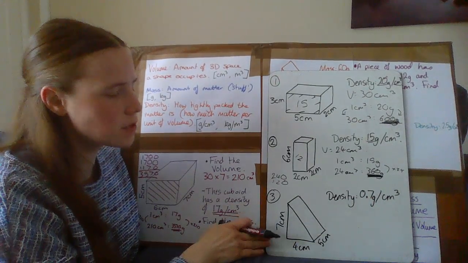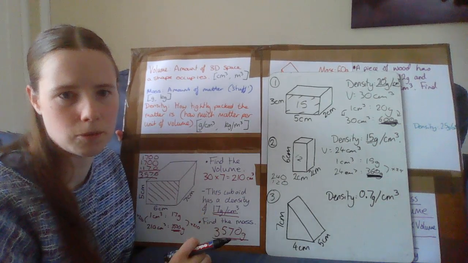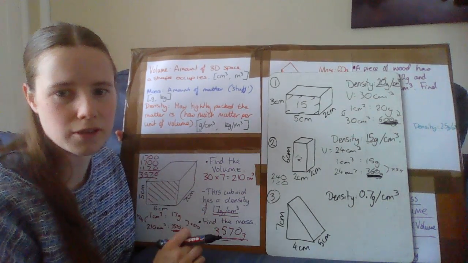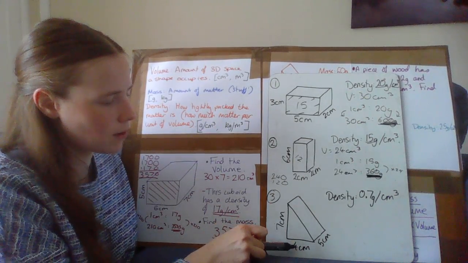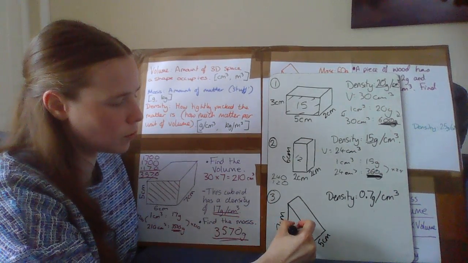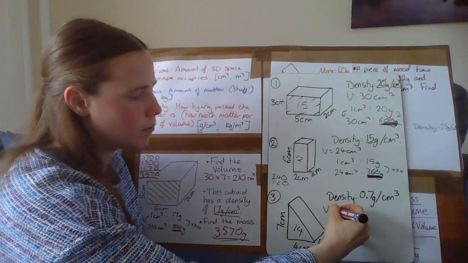for the second one. This one is a little bit more complicated only at the beginning because the shape isn't a cuboid anymore. But it's a prism, so we follow the same process. We need to find the area of this cross section, which is going to be 7 times 4 halved, which gives us 14. Then I've got to do 14 times 5, which gives me a volume of 70.